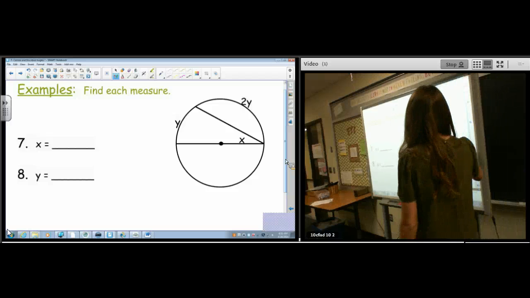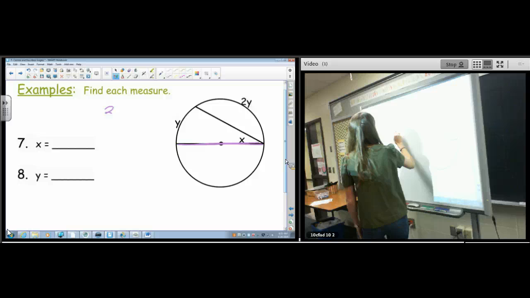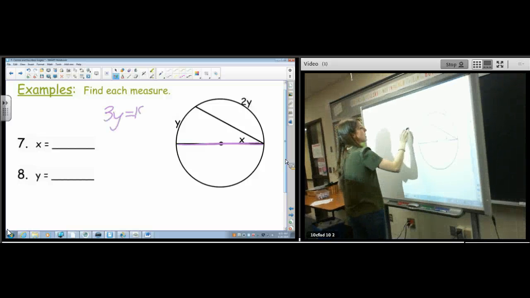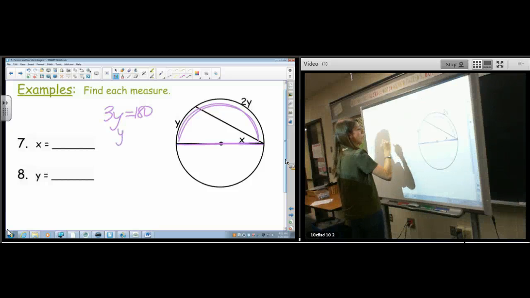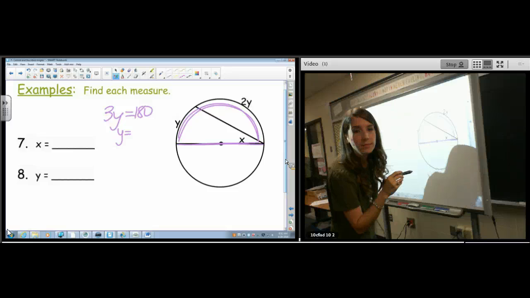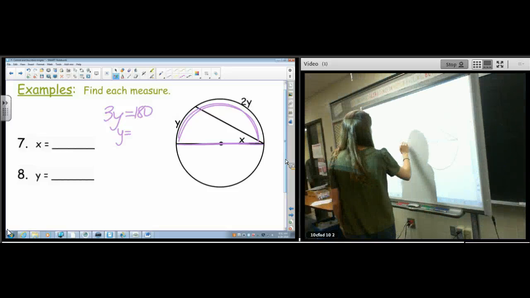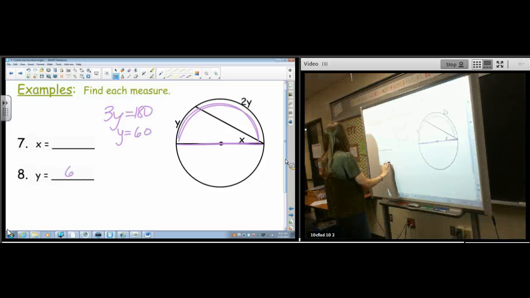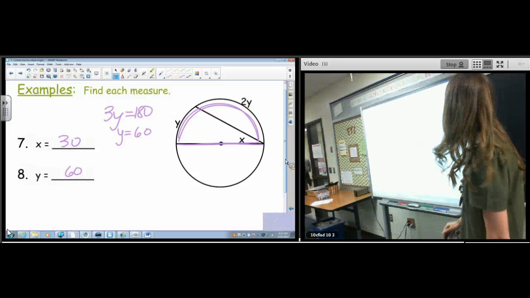Well, we can do even easier than 6y equals 360. We can say 3y equals 180 because that is a semicircle. So what does y equal? Yep. So y is 60. And once we know y, we know x. Not so bad after all. Just had to be a little tricky there.